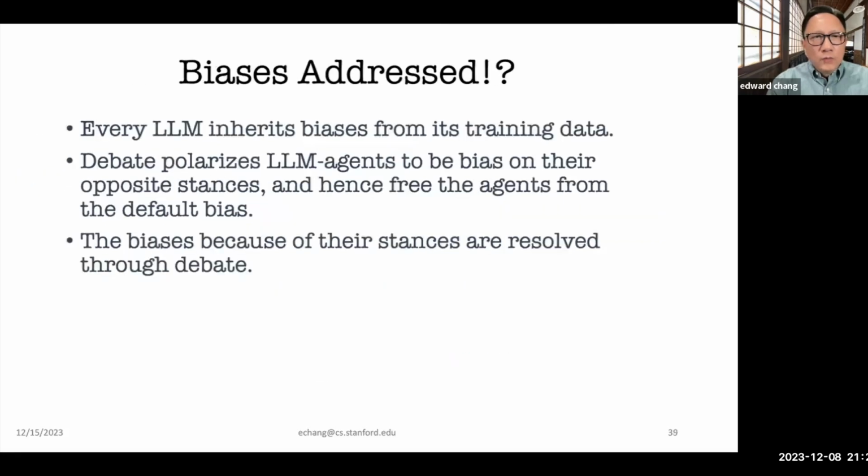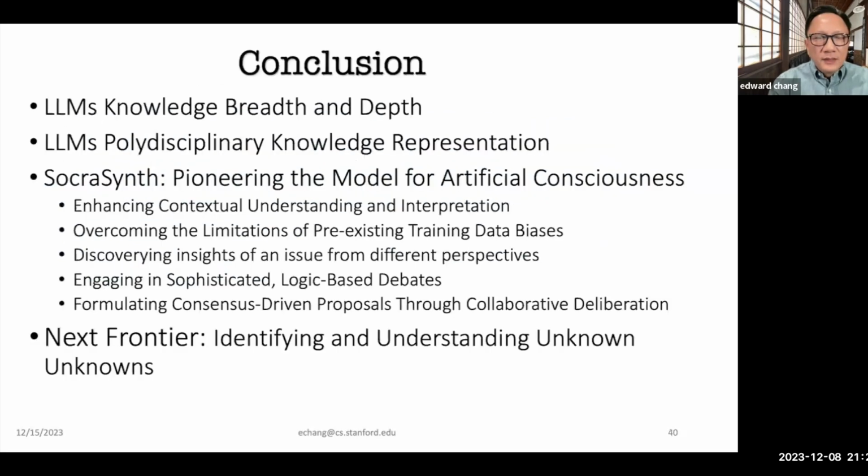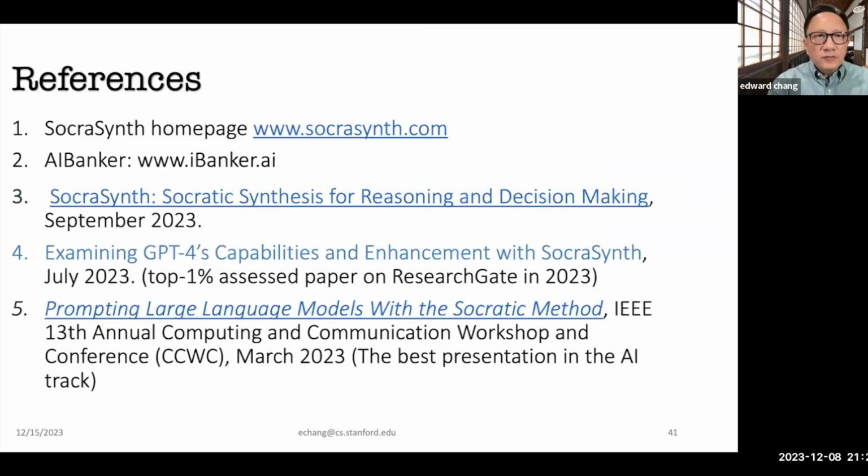Okay. For bias, I already mentioned, we polarize the two agents, so they are freed from their inherited biases. We look at the results, and they are very reasonable because at the end they are forced to be polarized. But when we lower the contentiousness value, they will resolve their different stances at the end. In the future, we are going to focus on identifying and understanding unknown unknowns. That's definitely a very interesting area, to tap into unknown knowledge to do information discovery. All our papers are under SocraSynth. Thank you so much for your attention.